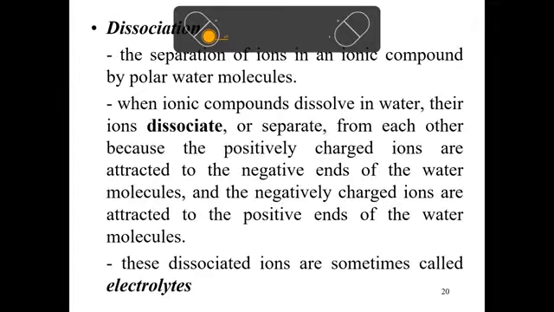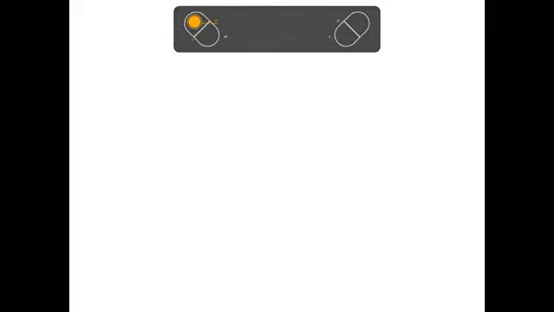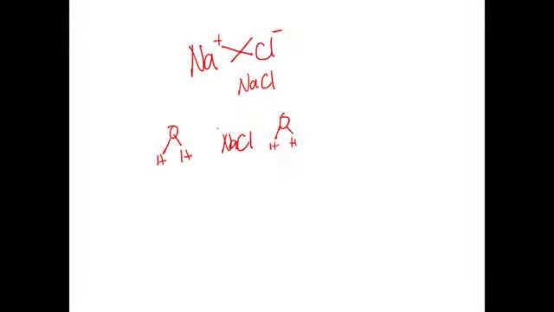Let me demonstrate. Okay, let's take for example, we have sodium and chloride. Let's have table salt. They will exchange their electrons to form sodium chloride. Okay, what happens if sodium chloride is surrounded by water? Let's have two molecules of water here. Okay, take note that sodium is positively charged while chloride is still negatively charged.